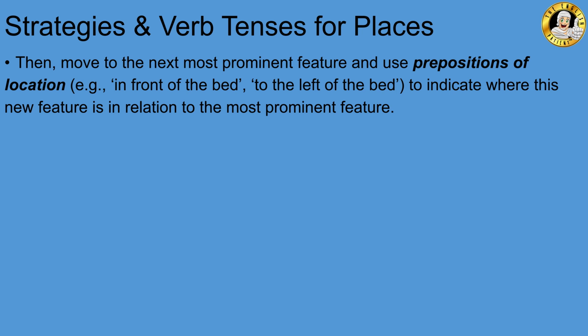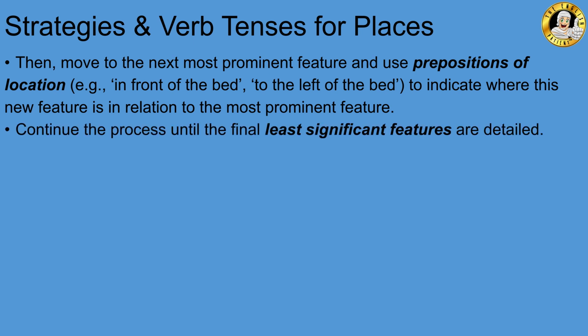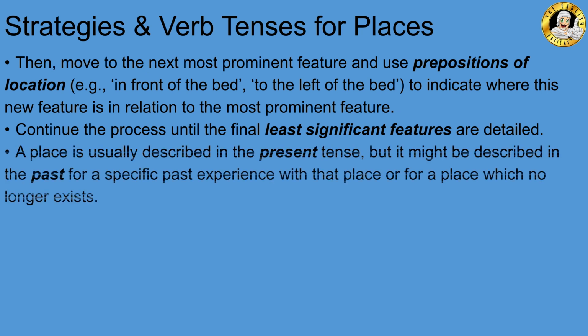Then you want to move to the next most prominent feature. Use prepositions of location, such as in front of the bed, to the left of the bed, to tell your reader, or to tell your audience if you're speaking, where this new feature is in relation to that most prominent feature which you've just described. Continue this process, describing parts of this bigger picture in relation to each other until the final least significant features have been given their details.